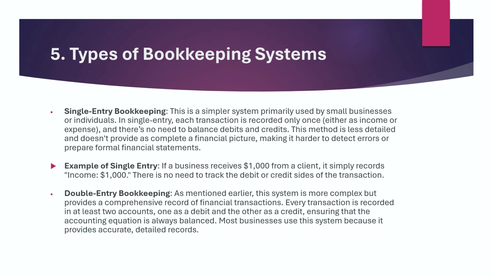5. Types of bookkeeping systems. Single-entry bookkeeping. This is a simpler system primarily used by small businesses or individuals. In single entry, each transaction is recorded only once, either as income or expense, and there's no need to balance debits and credits. This method is less detailed and doesn't provide as complete a financial picture, making it harder to detect errors or prepare formal financial statements.